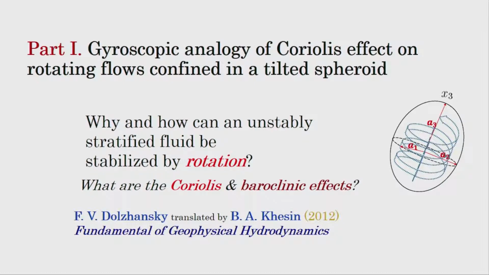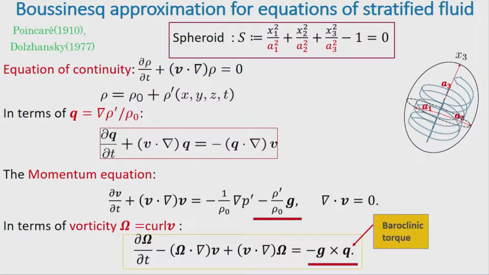Much of this work was given in the book by the late Professor Dozhansky, translated by Boris Khesin. There is an exact solution of the Euler flow in Boussinesq's approximation of the stratified flow confined in a spheroid. We start from a constant density plus a perturbation density, confined in the spheroid. Then the continuity equation becomes this form. Q is the gradient of the density perturbations. Then Boussinesq's approximation for the velocity field is written like this.